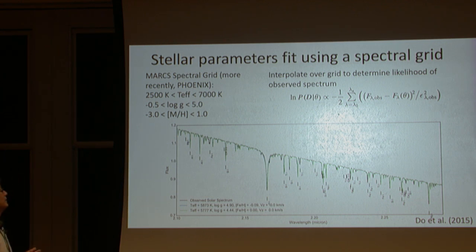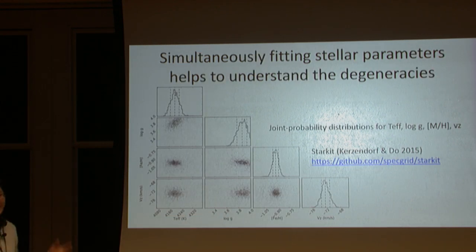And so we basically use Bayesian inference with this likelihood. This is just an example of fitting the sun, which is easy to do because we know what the sun looks like. But here's an example of the fit at the galactic center itself. You can see that if you do a joint fit, you can get the correlations out in the posteriors. For example, log g can be correlated with Teff.